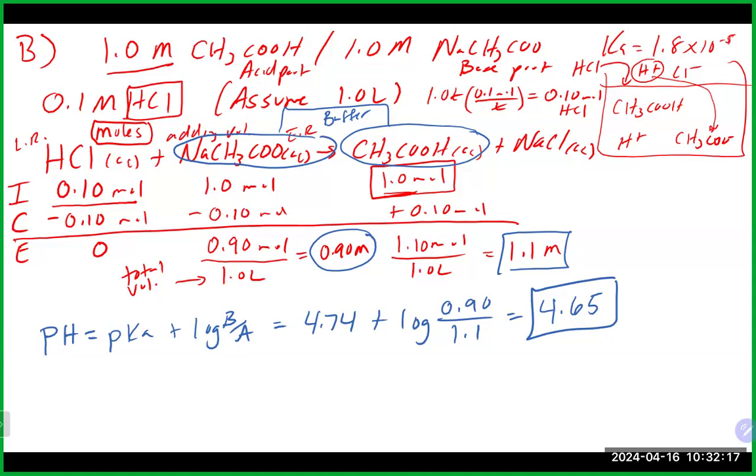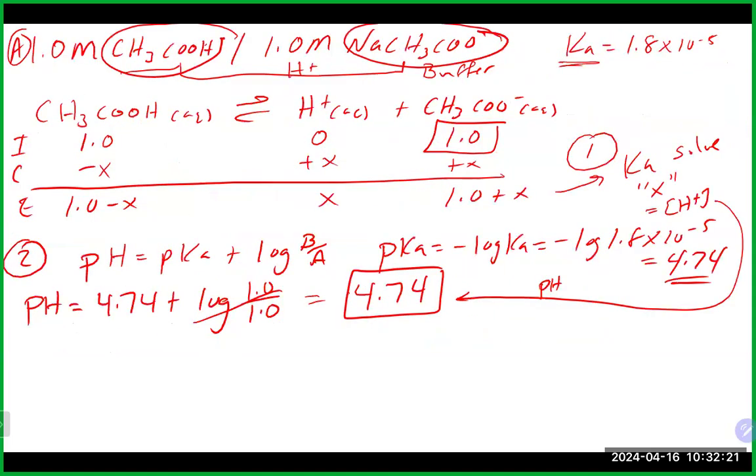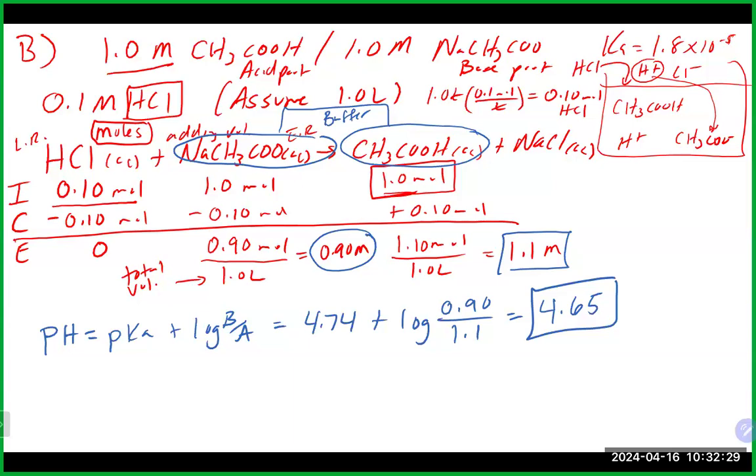So this is what I was going to say next. So let's take a look at that. This is our buffer where we started, which is 4.74, right? So the idea of a buffer is we're not going to get giant jumps in pH. So did our buffer work great here? It did work pretty good, right?